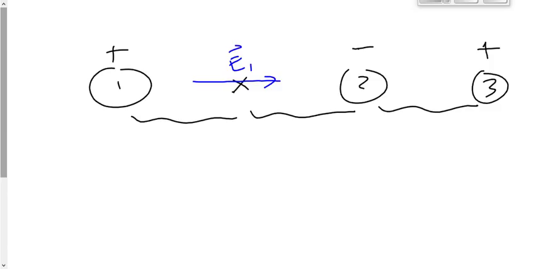which way, left or right? Pretend number 1's not there. Does it point away from or toward a negative? So E2 would also be to the right because it's toward the negative. E3 would be to the left because it's away from the positive.